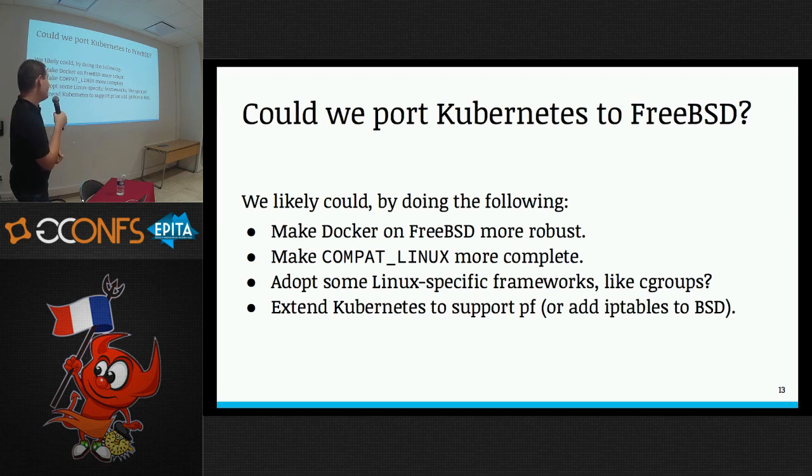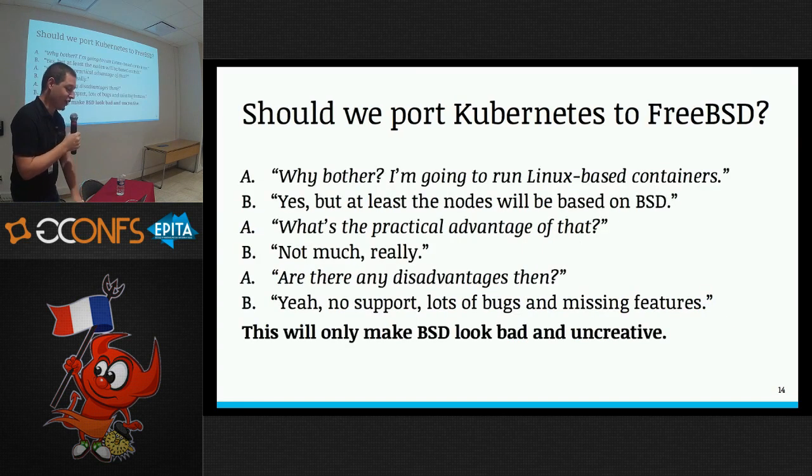We could maybe even adopt some more Linux-specific frameworks like cgroups to make resource limiting and network policies work. We could also maybe extend Kubernetes to support PF instead of iptables to do the networking. So there's a whole bunch of options, a whole lot of things we can do to make Kubernetes work on FreeBSD. But, next slide, should we port Kubernetes to FreeBSD?